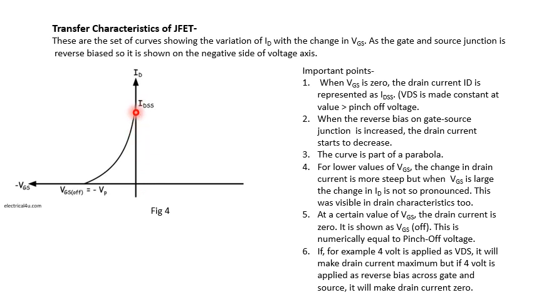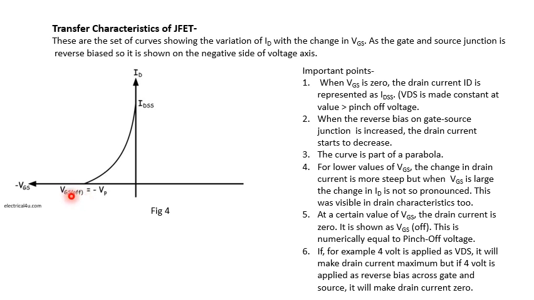And when the reverse bias between the gate and source junction is increased, the drain current reduces, it goes on decreasing, and at a certain point it becomes 0. As we can see here, the value of VGS at which the drain current becomes 0 is shown as VGS off.